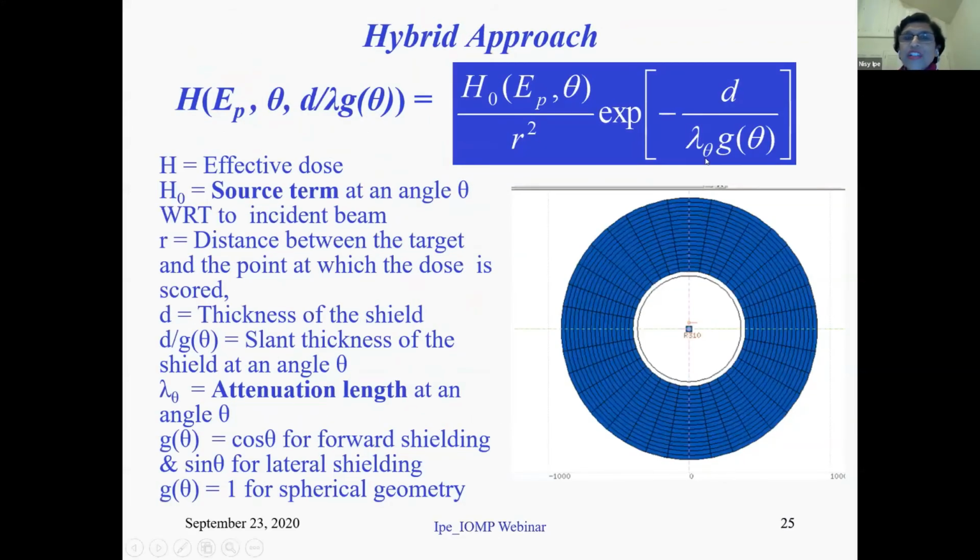So this is the expression that we would use for the hybrid approach. And here we see that the source term is a function of the proton energy and the production angle, and the attenuation length is a function of the production angle. So we will use Monte Carlo methods to derive the source term and the attenuation length. And how do we do that? Well, a pencil beam of protons is allowed to strike a target, which is placed at the center of spherical concrete shells. These shells are then divided into polar sectors, and the volume average fluence is scored in each element. And this is then converted to dose using fluence to dose conversion factors.